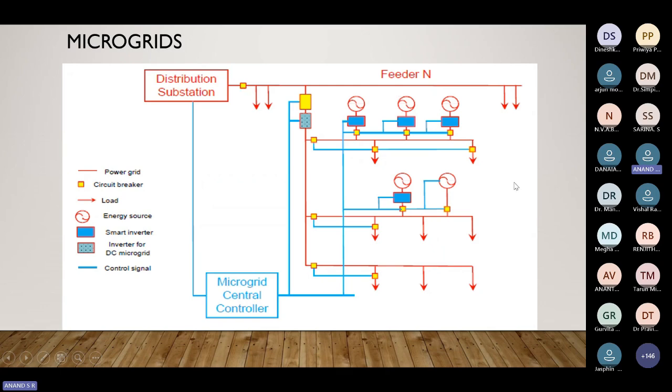And for implementing that, we need to have sufficient generation and controllability of the generator. Because if you have a line outage and your generation is exceeding your total requirement, then your frequency will naturally go high. So that has to be controlled. So all these generators have to be controlled. So we need to have connectivity from all these small generators, including solar generators, to a central controller.